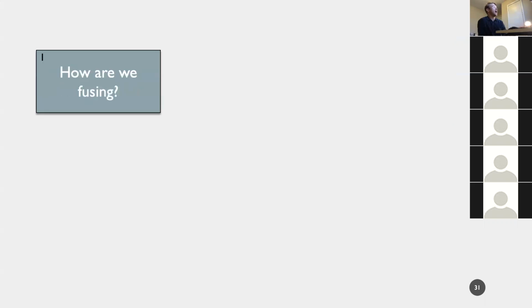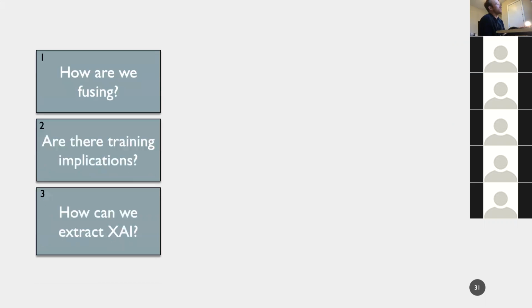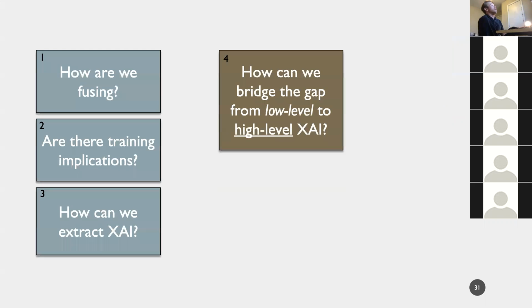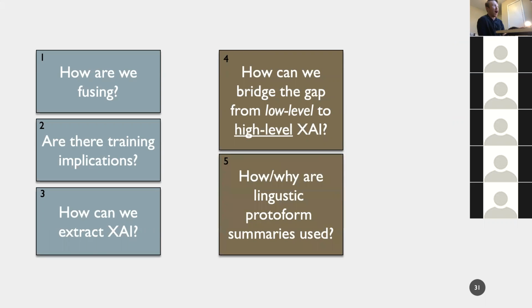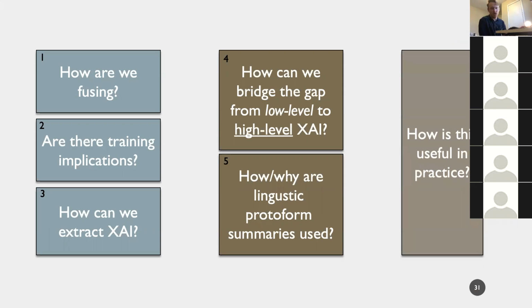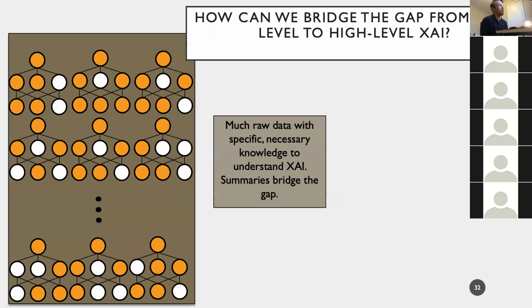So the main questions are going to be, how are we fusing? Are there training implications? How can we extract the XAI, which we pretty much just covered? And then we're going to be talking about how can we bridge the gap from low level to high level XAI, why and how are linguistic protoform summaries used, and then how is it going to be useful in practice? And we're going to apply it to the classification problem.